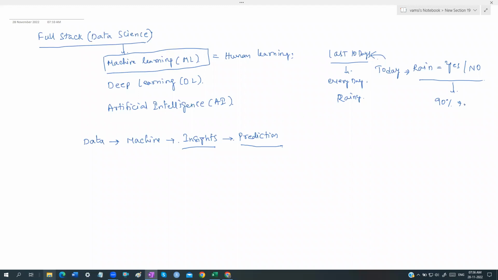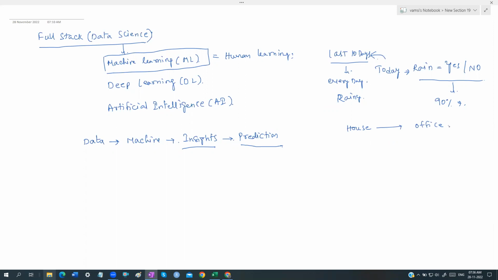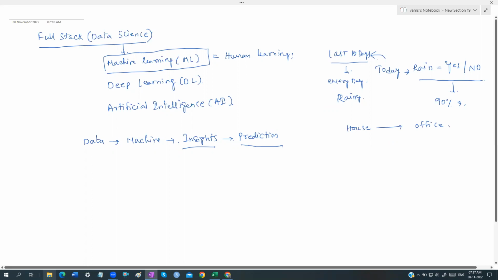Apart from that, you can talk about so many real life examples. For example, a person wants to travel from his house to his office. Which route does he have to take? The person does not blindly follow a single route. He knows different routes to travel.